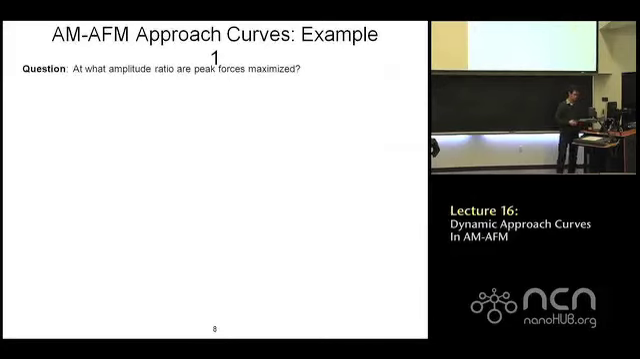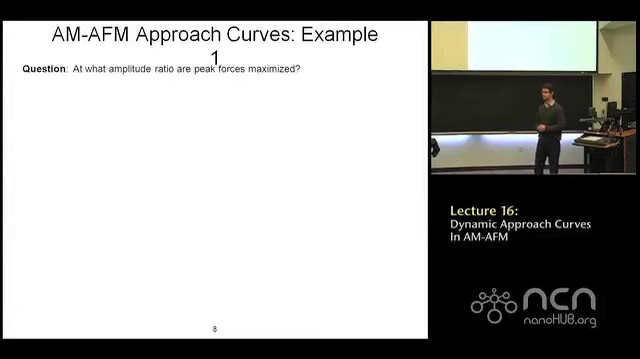Okay, so next I'll ask you guys a question. One of the reasons why we do the dynamic approach curve simulation is we want to pick out favorable conditions to take the image, right? So we're going to pick things like operating amplitudes and set point ratios, and those are actually going to be what we're going to use when you turn on the feedback, scan over the sample to create an image in amplitude modulation.